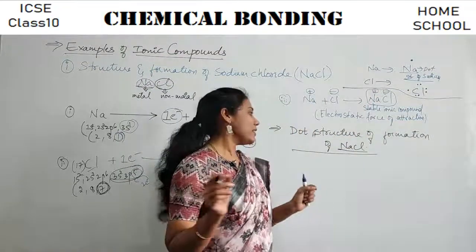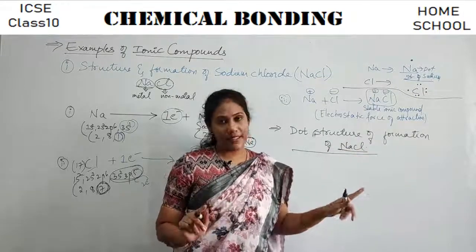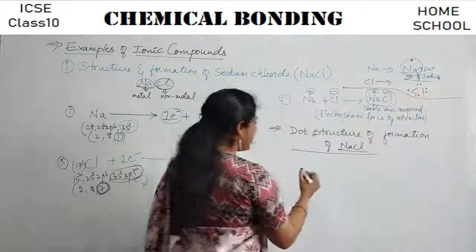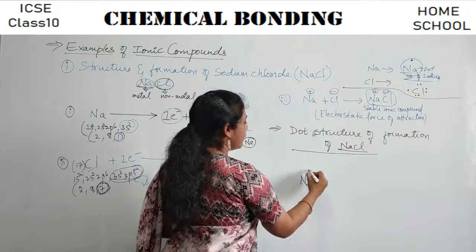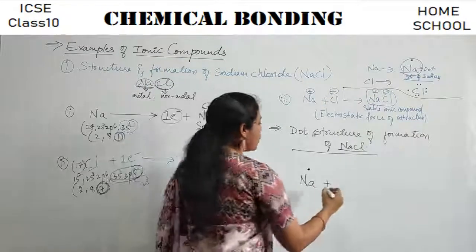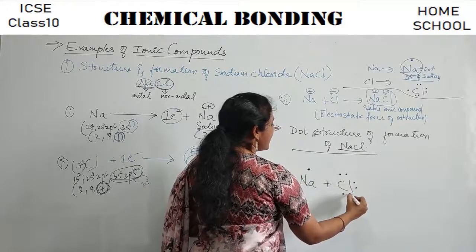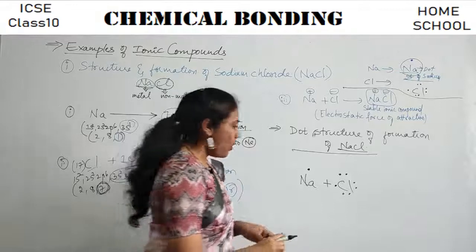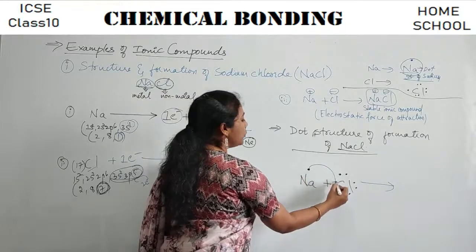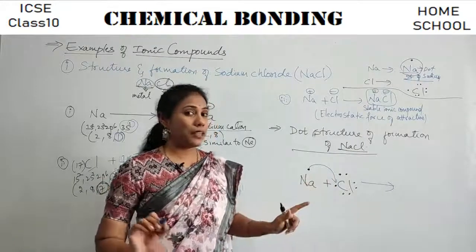Now let us check how to represent the dot structure for the formation of NaCl. We all know the dot structure of Na, so write down Na and one dot above the symbol. The dot structure of Cl also we all know: 1, 2, 3, 4, 5, 6 and 7. What happens here is an electron is transferring from sodium to chlorine.